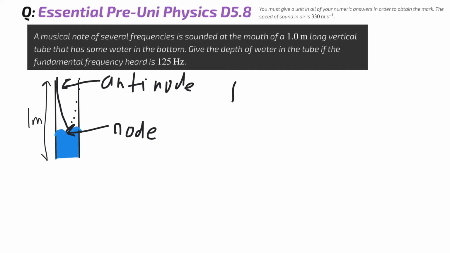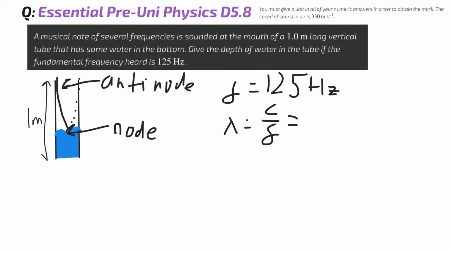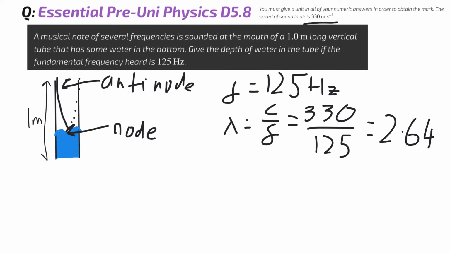Given that they've told us the frequency is 125 Hz, we can now use the wave equation and work out the wavelength, because it will be c over f. For this wave, the wave speed is 330, because this isn't a light wave, this is just a sound wave. 330 over f, which is 125, gives us a wavelength of 2.64 meters. If you look at this wave I've drawn here, this is one wavelength, but the wave that we've got inside our instrument, inside this bit of tube, is just this section here, because it's the fundamental frequency. We've got the node and the antinode. So this is just a quarter of the wavelength.